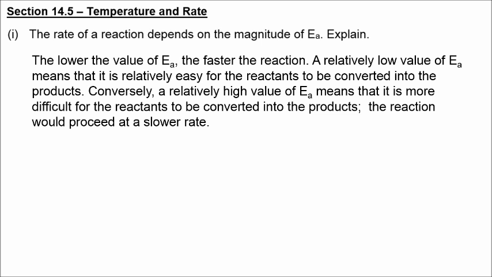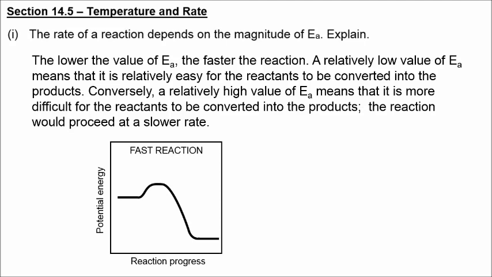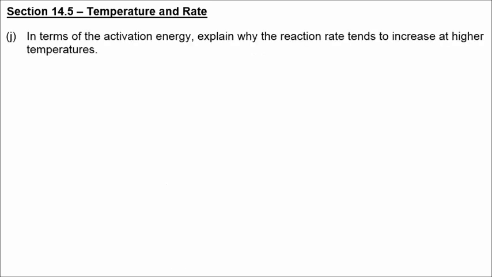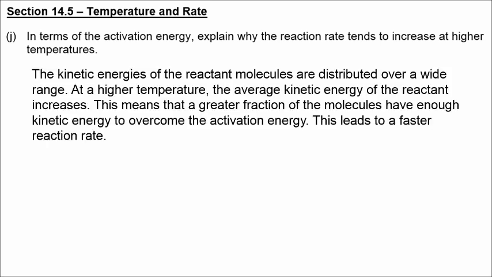So in this graphic example, you can see two different reactions. On the left, we have a low activation energy, so a fast reaction. And on the right, we have a higher activation energy, so a slower reaction. In terms of activation energy, explain why the reaction rate tends to increase at higher temperatures.